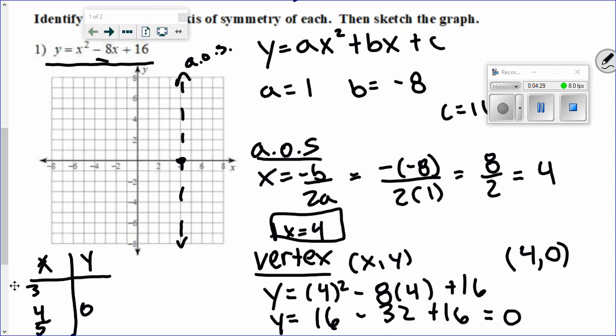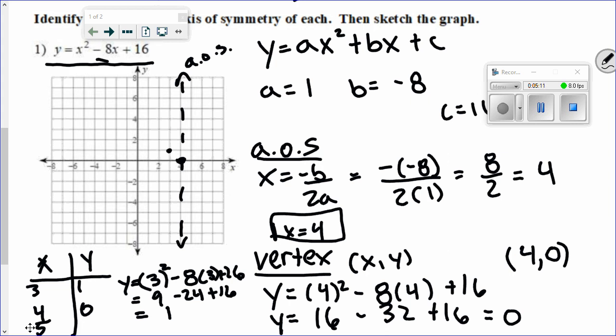Plugging in 3 here, you would use a calculator. I probably would. But what that's going to look like: y equals, plug in 3 for x, so that's 3 squared minus 8 times 3 plus 16. So this is 9 minus 24 plus 16. 16 and 9 are 25. 25 minus 24 would be positive 1, so 3 goes to 1. Okay, so (3, 1) is on our graph.